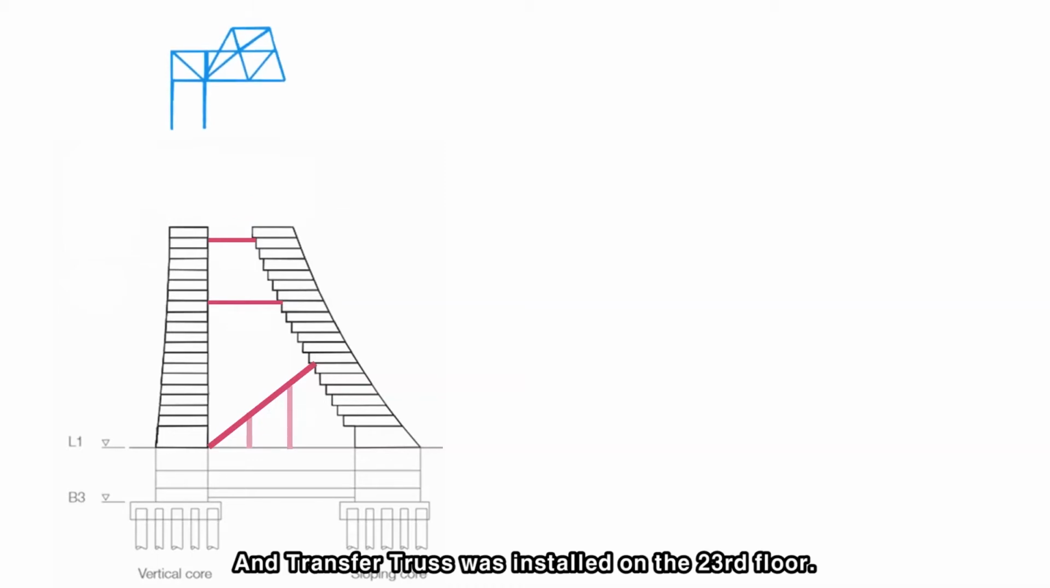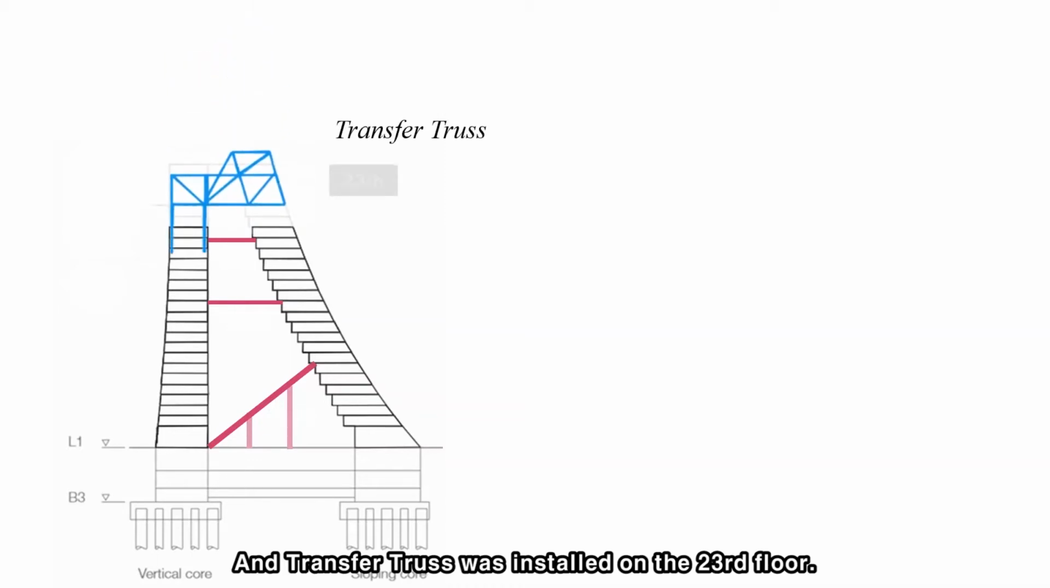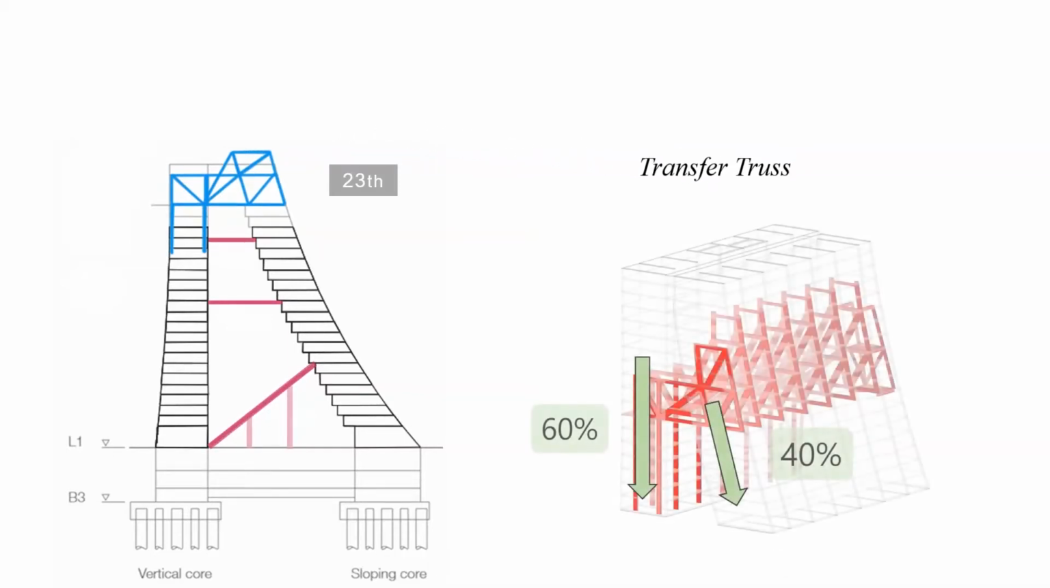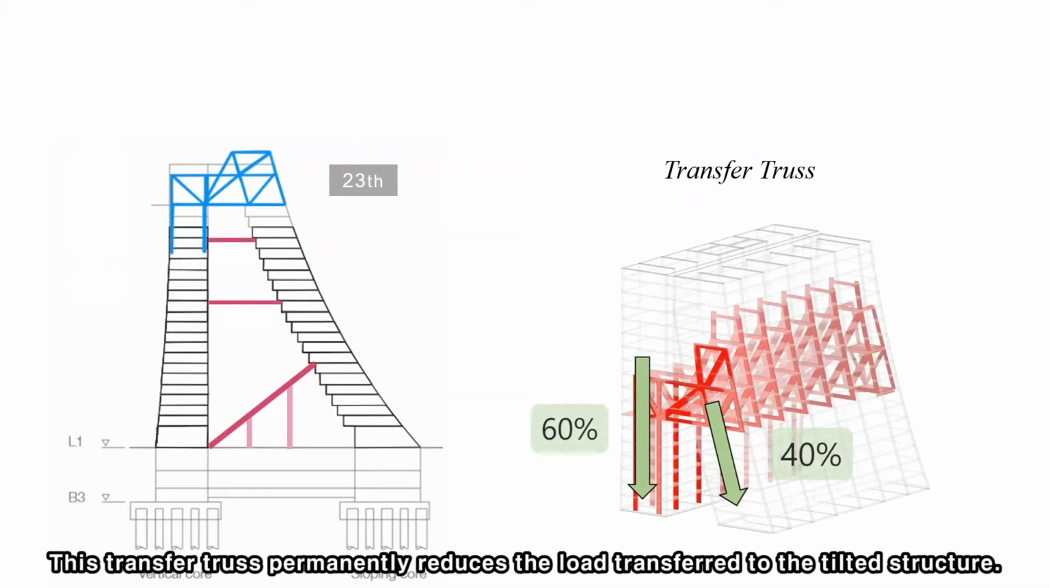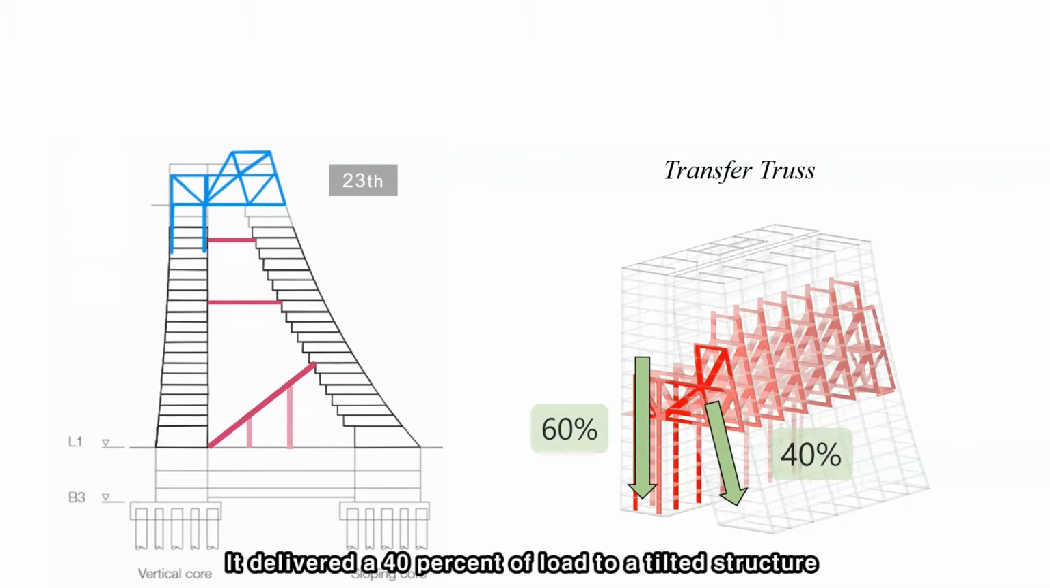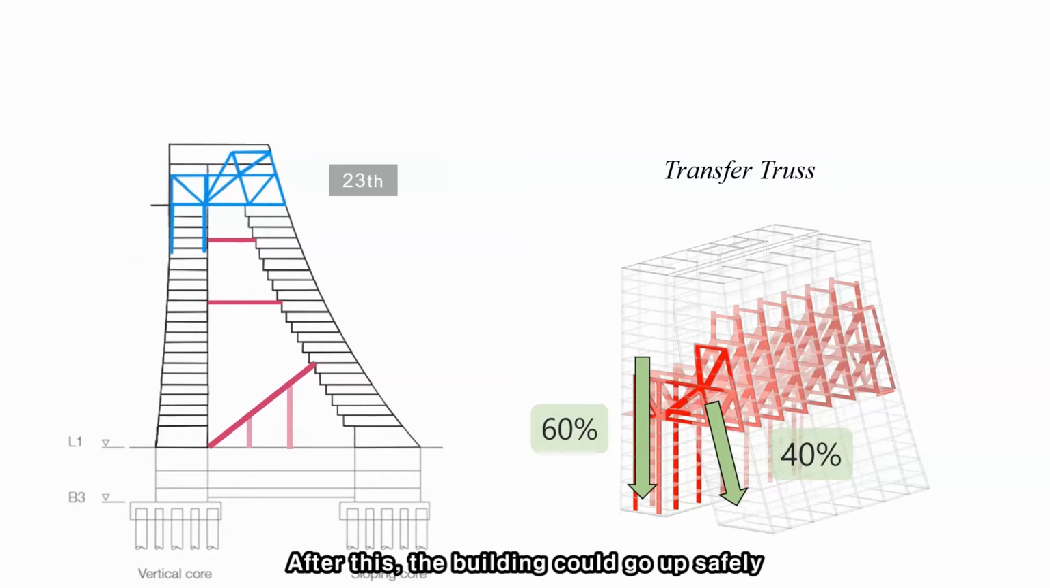And a transfer truss was installed on the 23rd floor. This transfer truss permanently reduces the load transferred to the tilted structure. It delivered 40% of the load to the tilted structure. We studied the actual load distribution last time. After this, the building could go up safely.